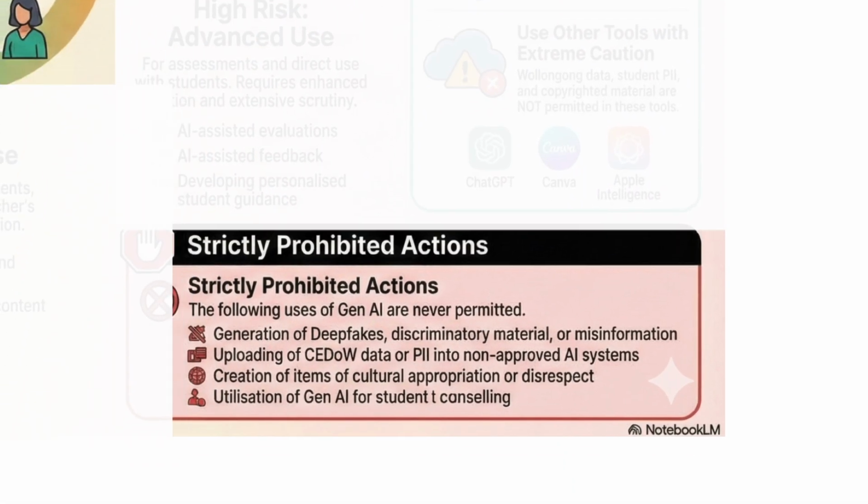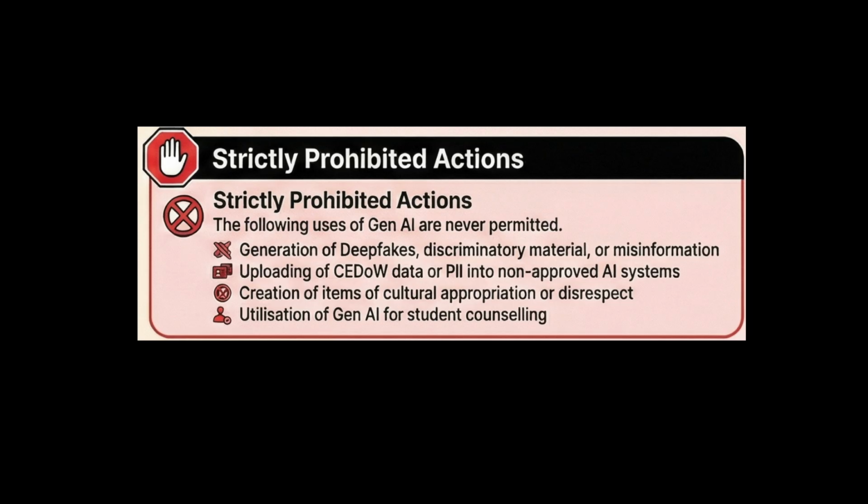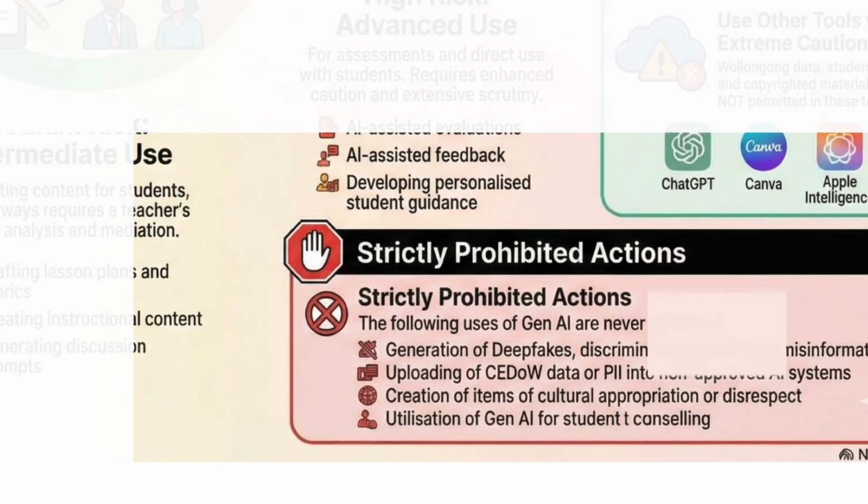And finally, the red lines. These are the things that we never do. No deepfakes, no uploading student data into non-approved apps, and importantly, never use Gen AI for student counselling. That's always a human job.